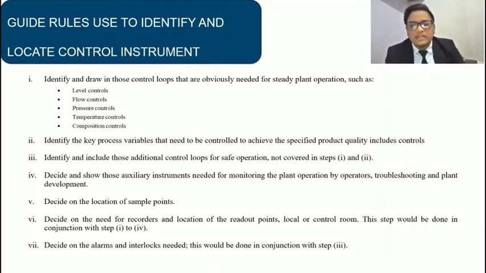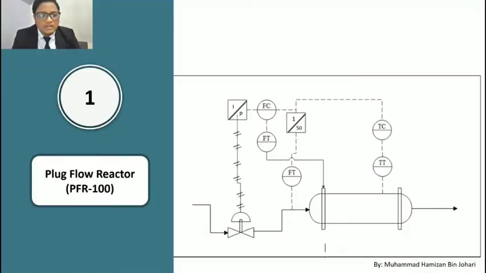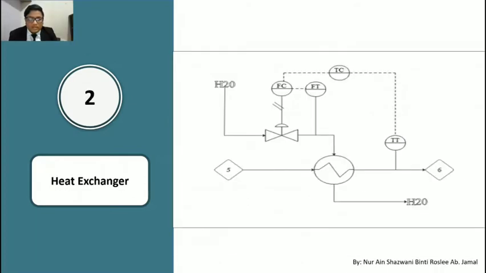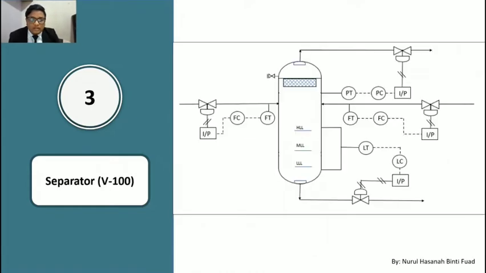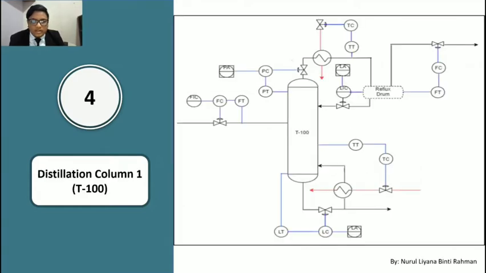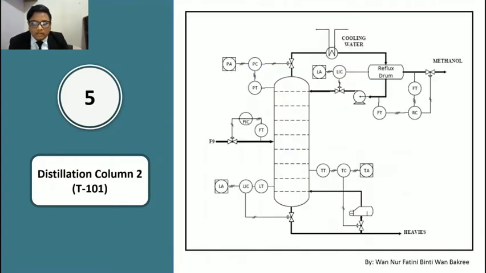The seventh is to decide on the alarms and interlocks needed. This would be done in conjunction with step 3. So this is the example of the P&ID for the reactor, plug flow reactor 100. This is the example P&ID for the heat exchanger. This one is the example P&ID for the separator. This is the example of the P&ID for distillation column D100. And this one is the example of the P&ID for distillation column D101.